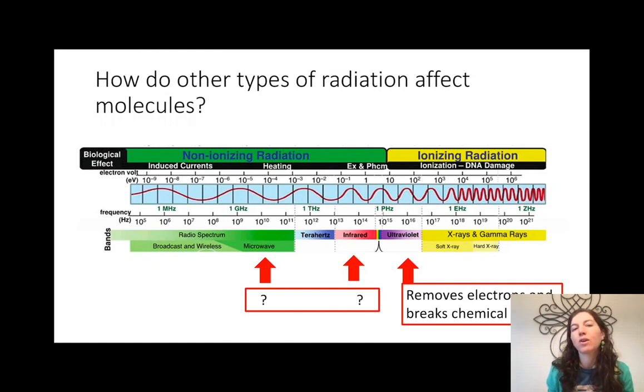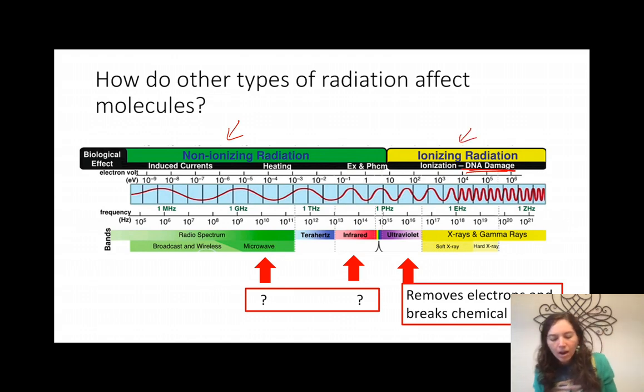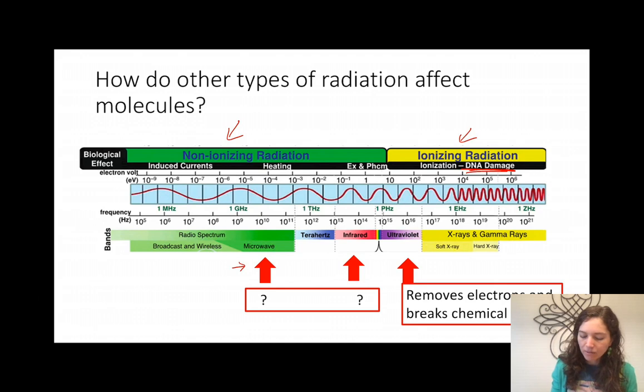Let's take a look at some of our other types of radiation. We've talked a lot about UV electromagnetic radiation. We talked about the difference between non-ionizing and ionizing radiation, so we talked about our DNA damage. However, we haven't talked about some of our lower energy radiations, such as microwaves and infrared. We know what UV light does. It removes electrons, it breaks chemical bonds. So do these?